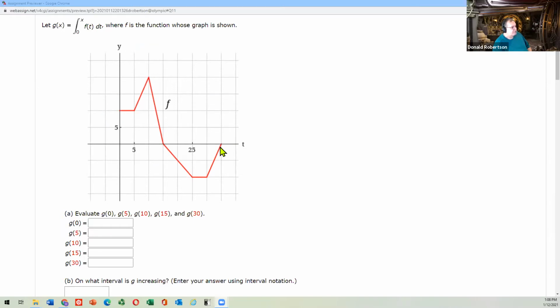So here is the function. You see it's full of zig-zag lines. And the area function is the area under the curve starting at 0 and finishing at x. And we are going to evaluate all these guys.